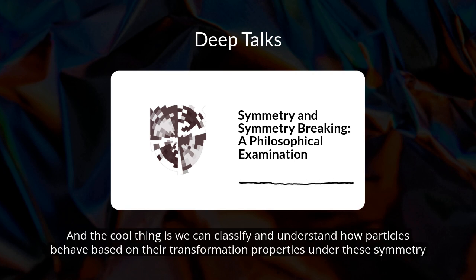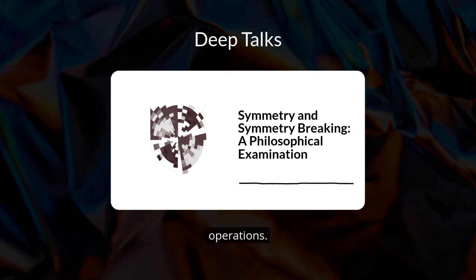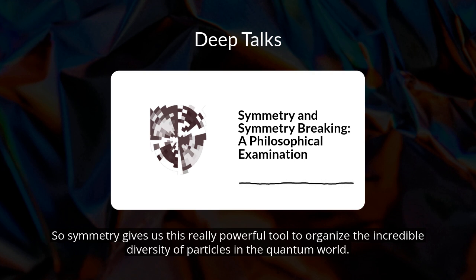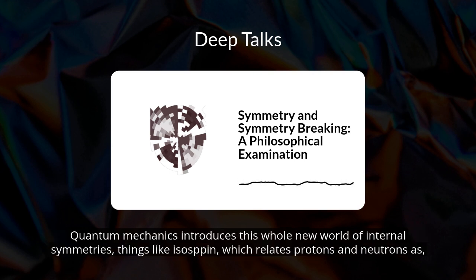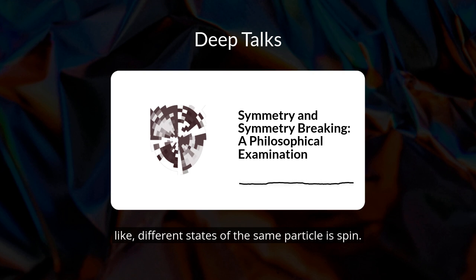And the cool thing is we can classify and understand how particles behave based on their transformation properties under these symmetry operations. So symmetry gives us this really powerful tool to organize the incredible diversity of particles in the quantum world. Exactly. And it's not just about spatial symmetries, like rotations and translations. Quantum mechanics introduces this whole new world of internal symmetries, things like isospin, which relates protons and neutrons as different states of the same particle.